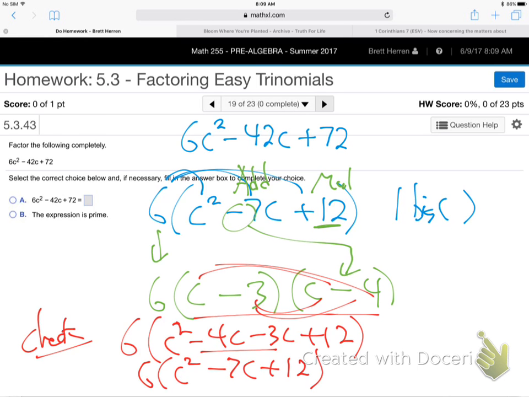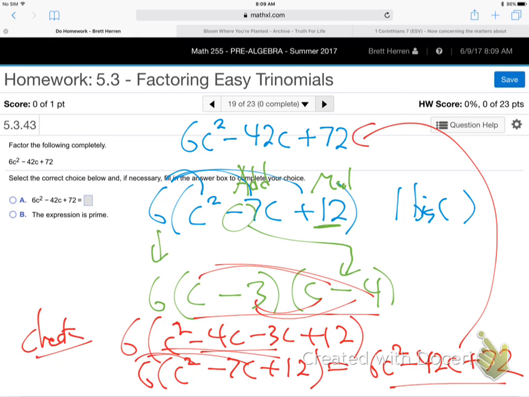Right? And then the 6. Yeah, you're right. Then the 6 would go boom, boom, boom. And you get 6c squared minus 42c plus 72. Look at that. Yeah, you're right. You'd multiply the parentheses first and then the 6.